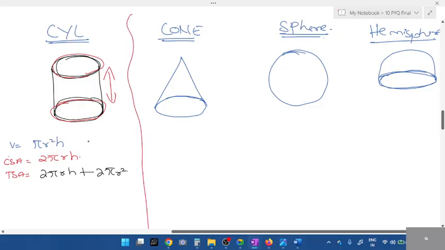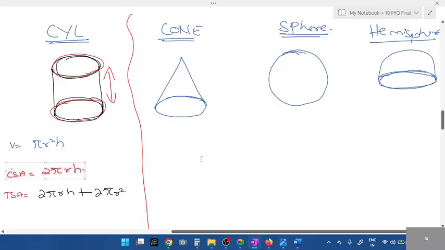Even for cone, same. Whatever I write in the first line, that is volume. Second line is curved surface area. Third one is total surface area. Okay, now when it comes to volume of the cone, take the same pi r square, just multiply by 1 by 3. 1 by 3 pi r square h.